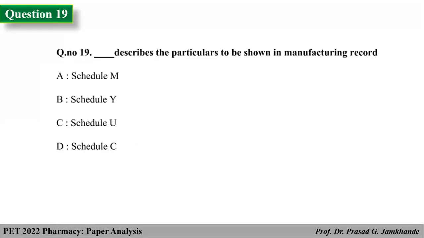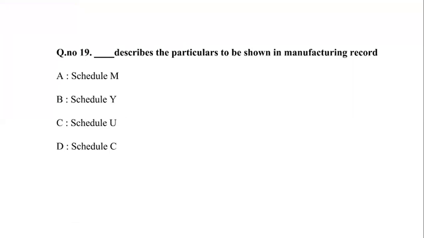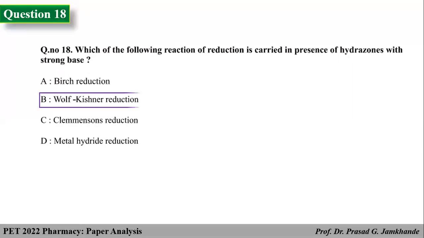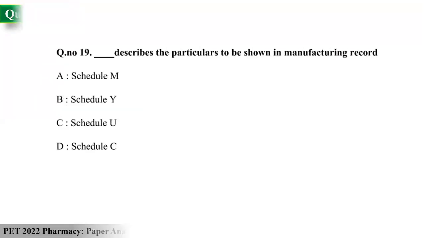Whereas in case of the Clemmensen reduction, it is used to convert the carbonyl group into the methylene group, whereas metal hydride reduction is used to reduce aldehydes and ketones to alcohol. That means about this particular statement, correct answer is the B option.